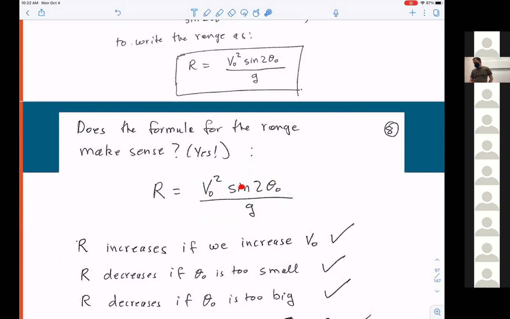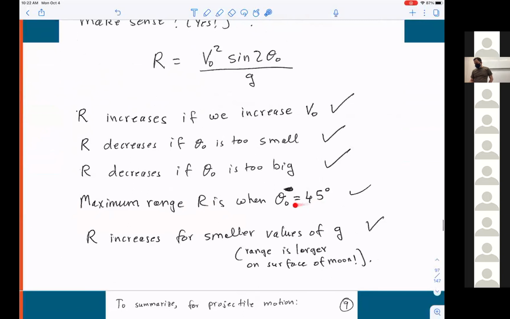And we know that sine of 90 degrees is 1, which means that 2 times theta naught should be 90 degrees, which means theta naught should be 45 degrees. So if you launch it at exactly 45 degrees, you will get the maximum range. Any questions on that?